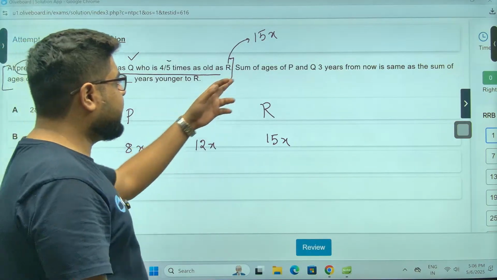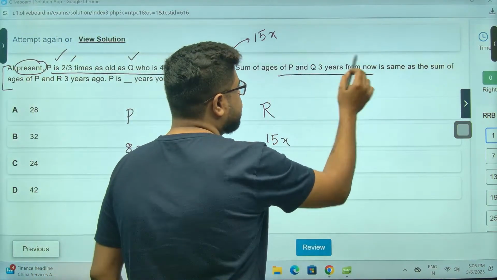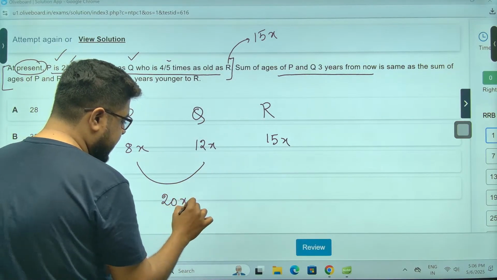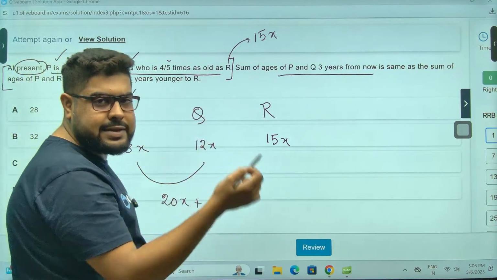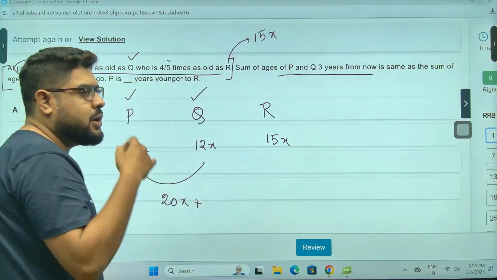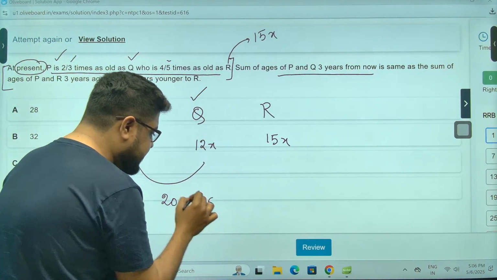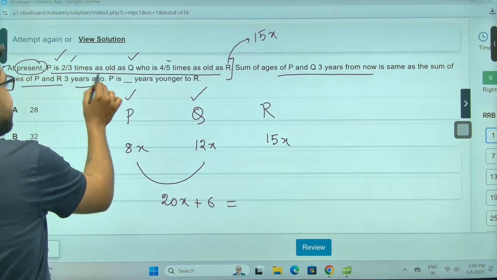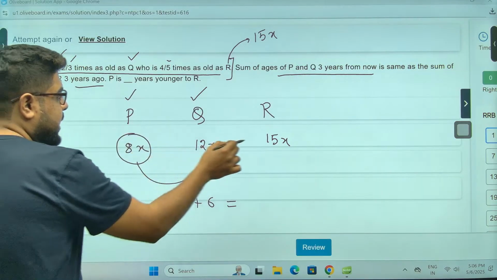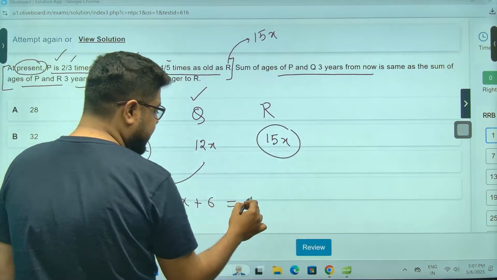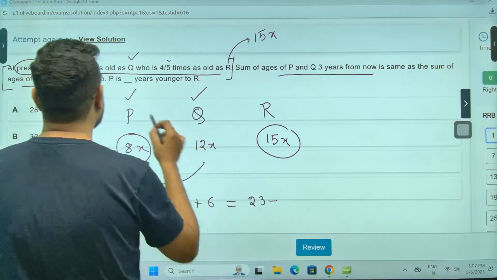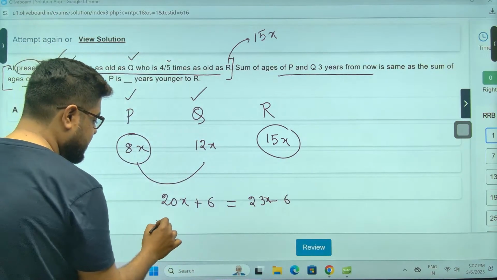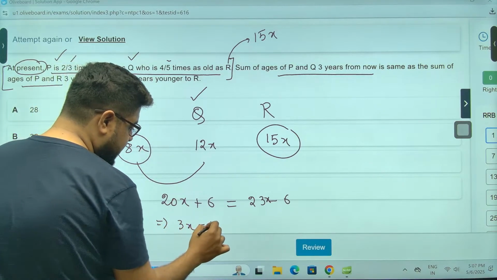Done. Sum of ages of P and Q 3 years from now, that is 20x. In 3 years, P's age will increase by 3 years, Q's age will also increase by 3 years. So total is a 6 year increment. It is equal to the sum of the ages of P and R 3 years ago. So P's age plus R's age, 15 plus 8 is 23. But it is 3 years ago, meaning it will be minus 6. 23x minus 6. So that means 3x value is 12, x is 4.